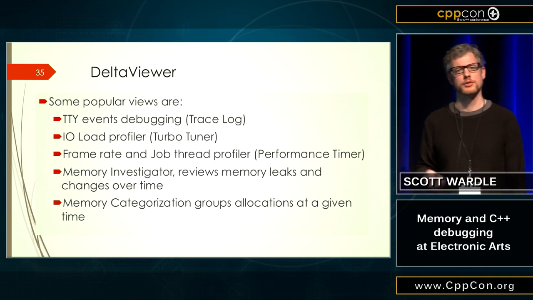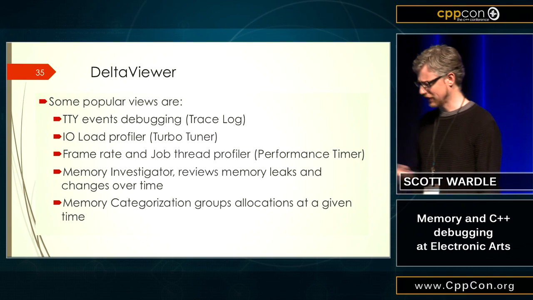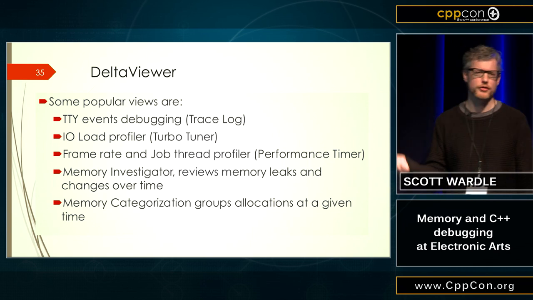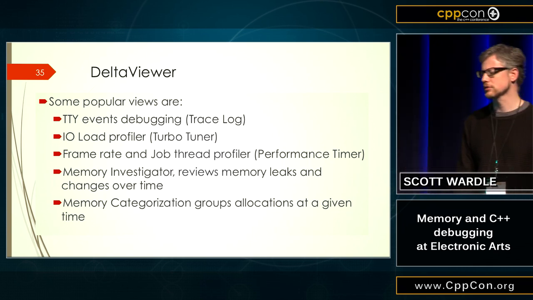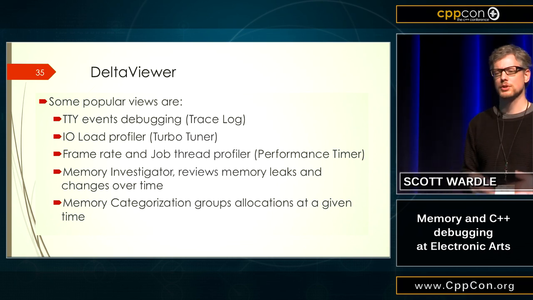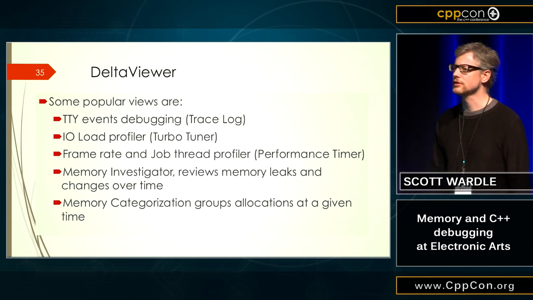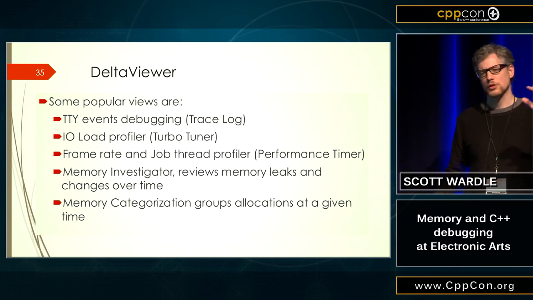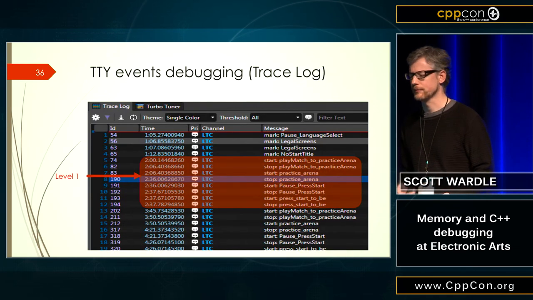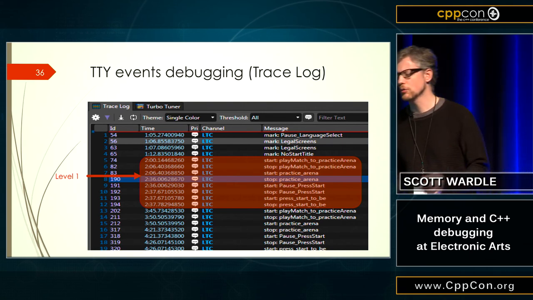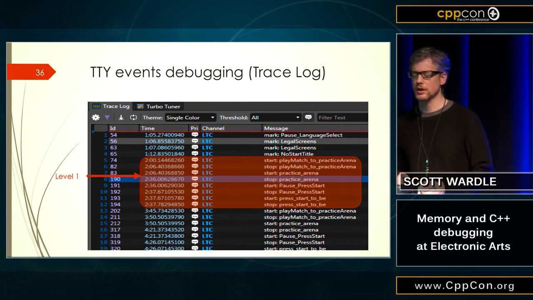So some of our popular views are sort of like a printf TTY channel kind of thing. We have IO profiling, so load profiling, frame rates, jobs profiling, threads, those kinds of information. We also have a memory investigator tool, which helps us see changes in memory over time. And we have another sort of categorization system, and the categorization system groups together allocations and allows us to see things at a high scale. So with TTY, even just TTY systems, you get kind of an interesting thing going on here.